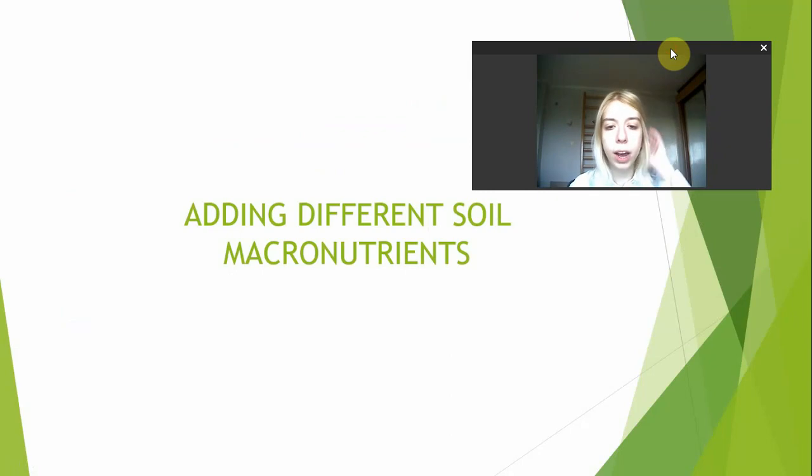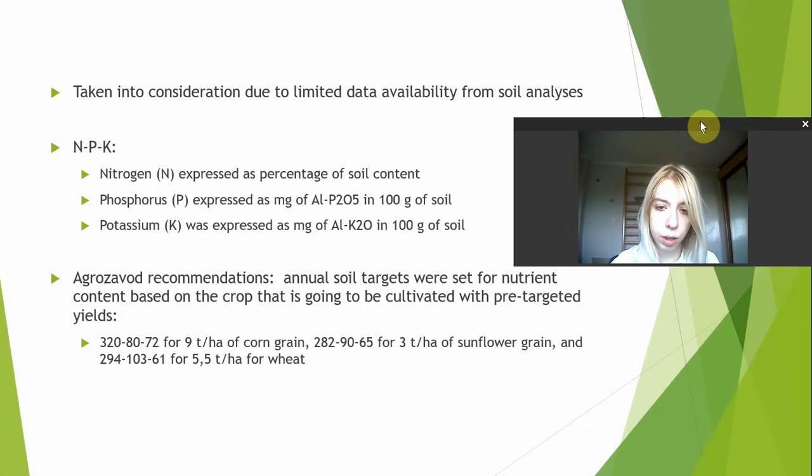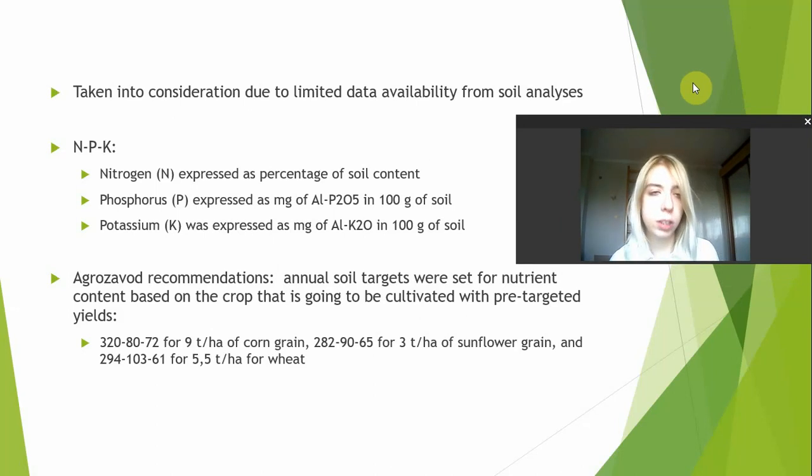So now we are talking about adding different soil macronutrients. This is another methodology. First we need to say that we have limited data availability considering soil analysis. We used the NPK method, which is nitrogen, phosphorus, potassium. Nitrogen is expressed as a percentage of soil content. Phosphorus is expressed as milligrams of the given chemical compound in 100 grams of soil, as well as potassium, but in its given chemical compound.